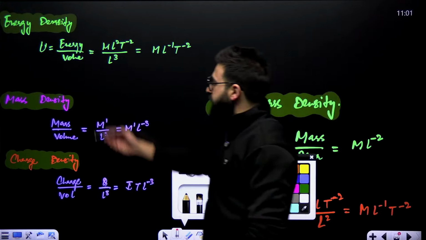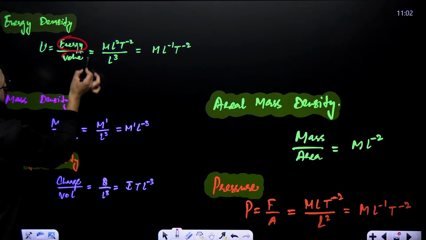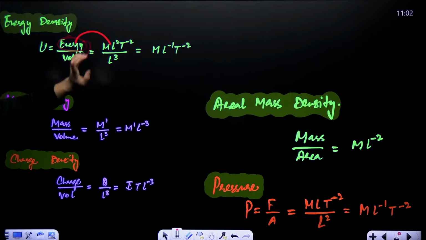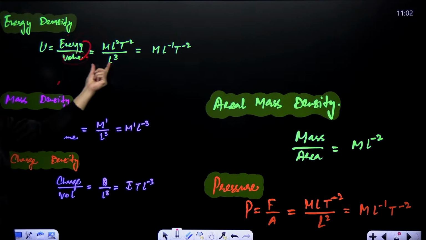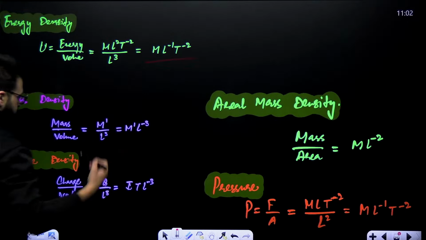That's great. Now, guys, similarly, we have one more physical quantity, that's what we call the energy density. Energy density means energy per unit volume, energy upon volume. For energy, it is ML²T⁻². For volume, it is L cube. It's simple now, do the simplification and you will get it.